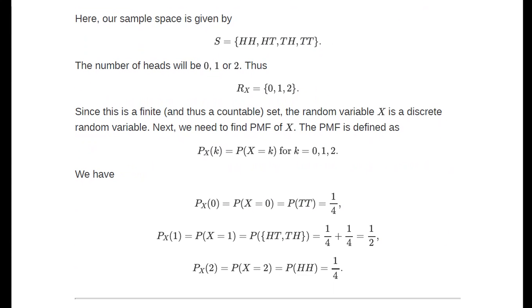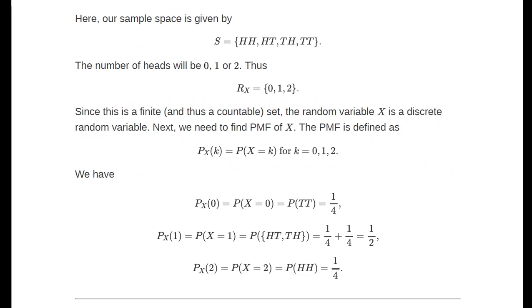Here our sample space is given by HH, HT, TH, and TT. The number of heads will be 0, 1, or 2. Thus, the range will be 0, 1, and 2. Since this is a finite and thus countable set, the random variable X is a discrete random variable. Next, we need to find the PMF of X.